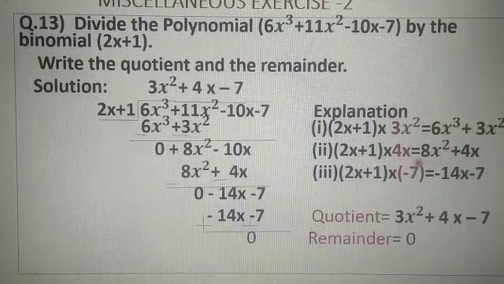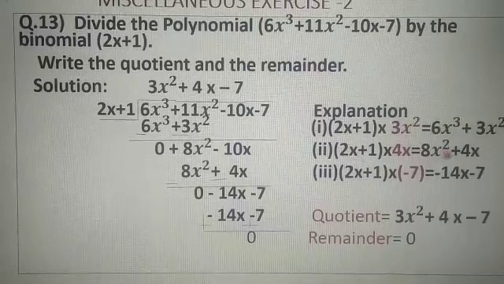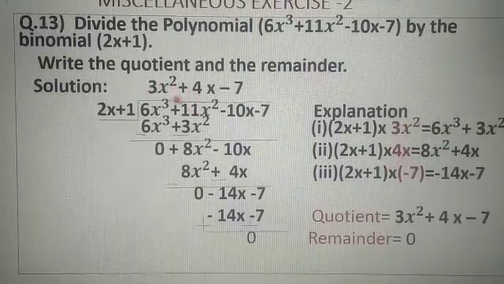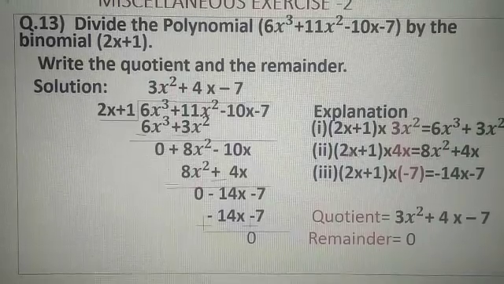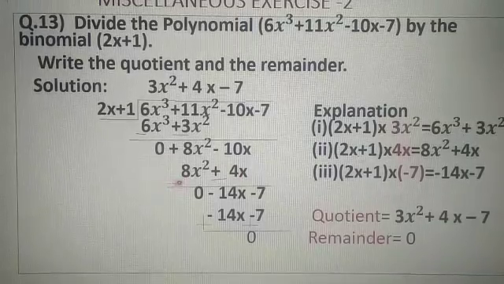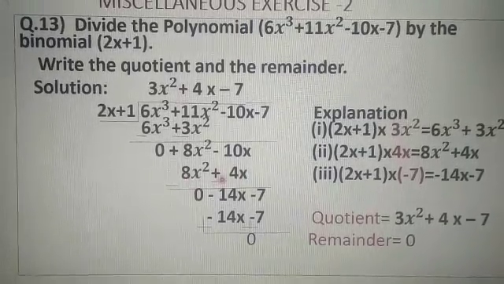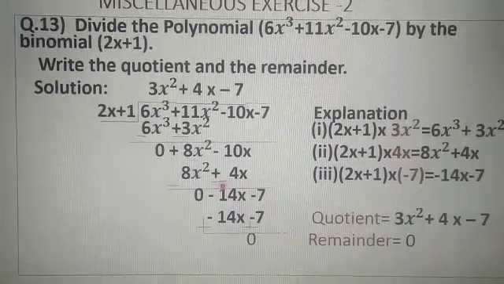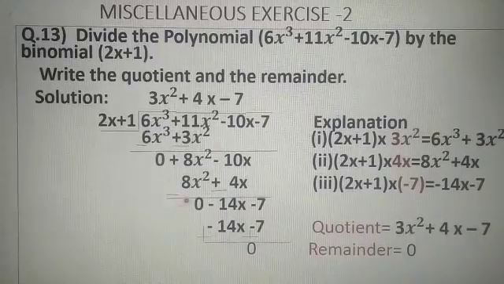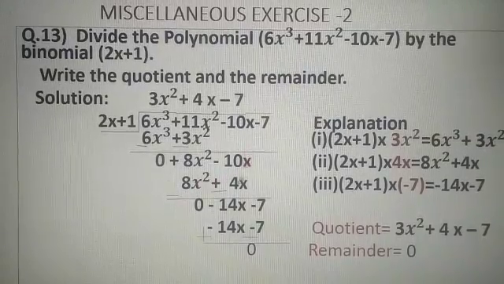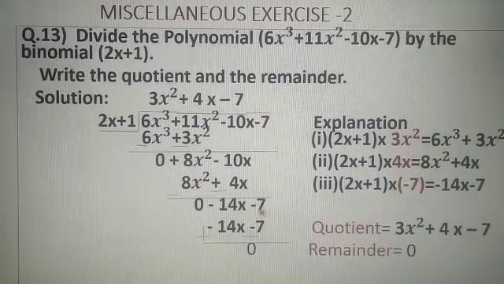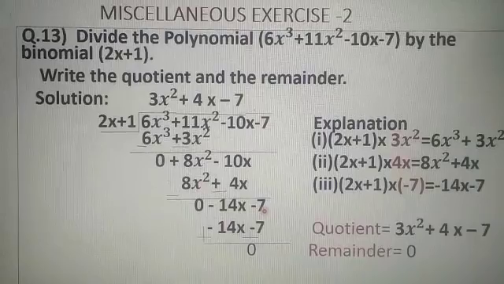So when we multiply by 4x, what we get? 8x square plus 4x. So here as a quotient what we will write? Plus 4x. Then what we get? 8x square plus 4x we will write. Now change the sign. Now this will be negative and this will be also negative. Now 8x square minus 8x square cancel, minus 10x minus 4x will become minus 14x, and minus 7 is left. So write down minus 14x, minus 7 also.